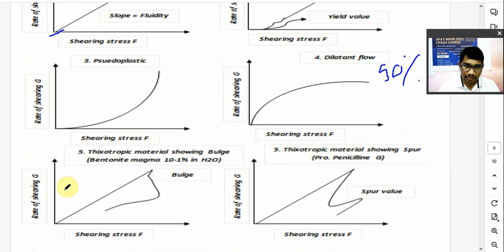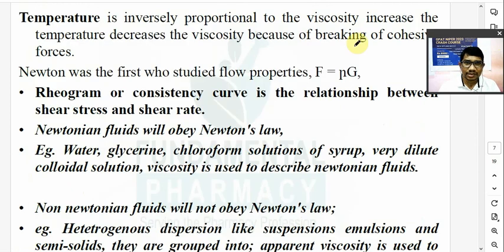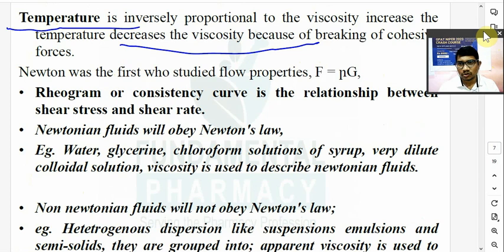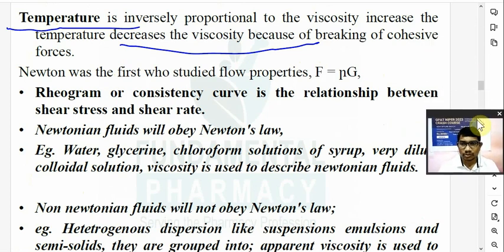I will explain that later. Temperature is inversely proportional to the viscosity. So an increase in the temperature will decrease the viscosity because of the breaking of cohesive bonds between the molecules.